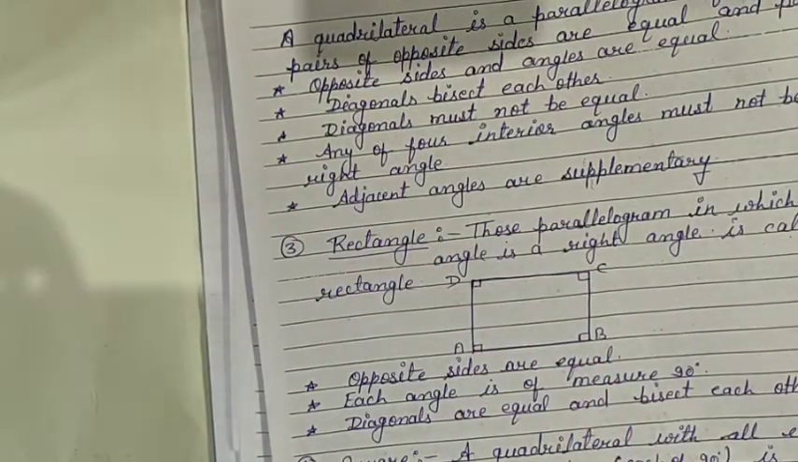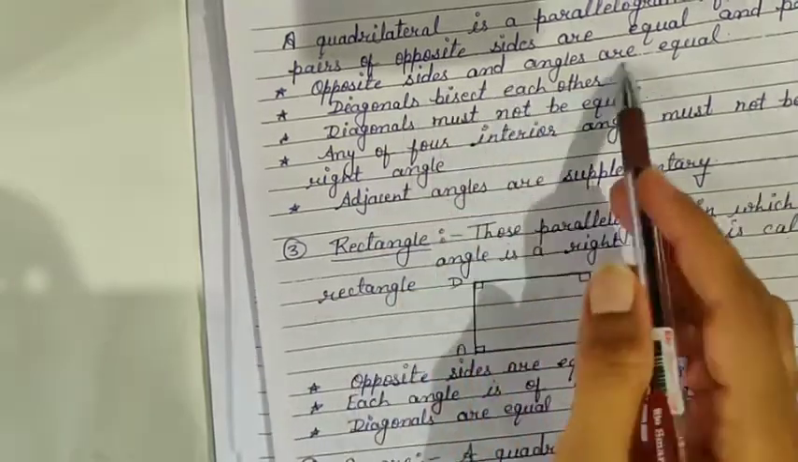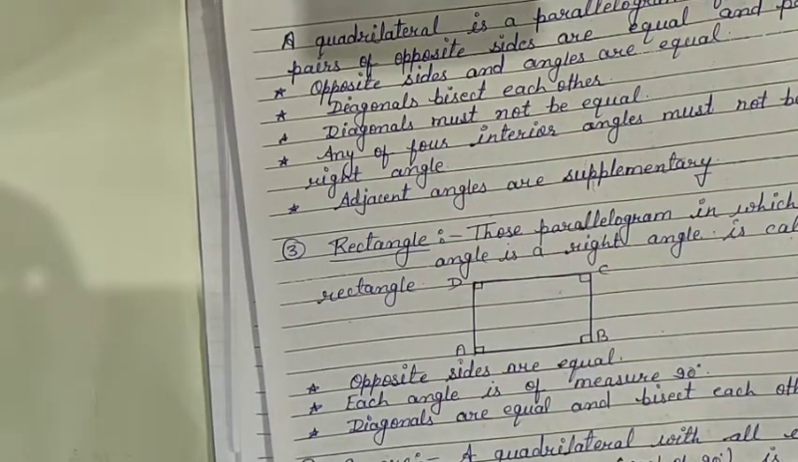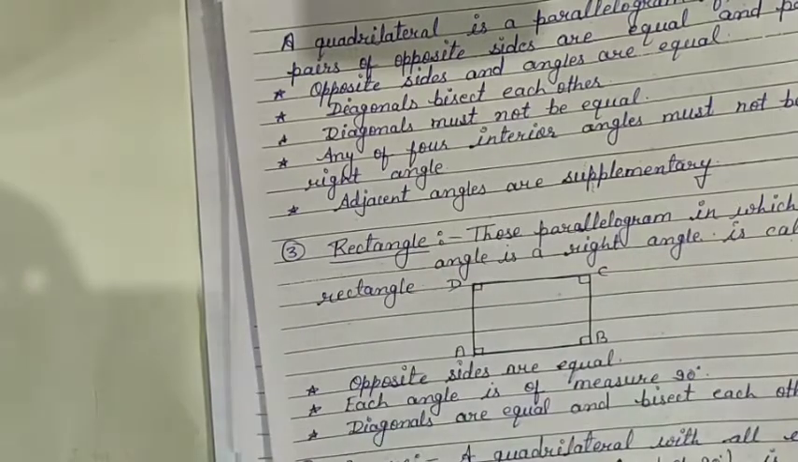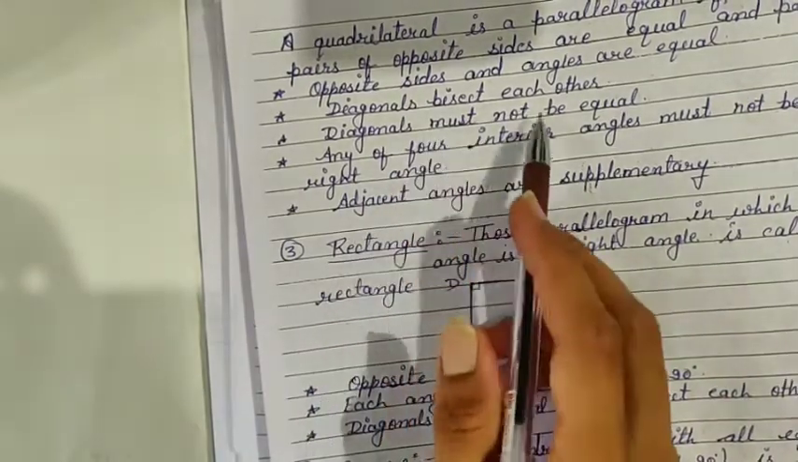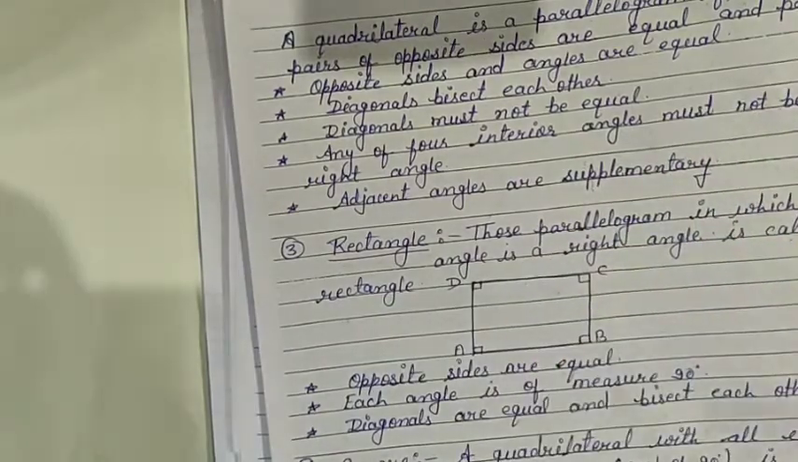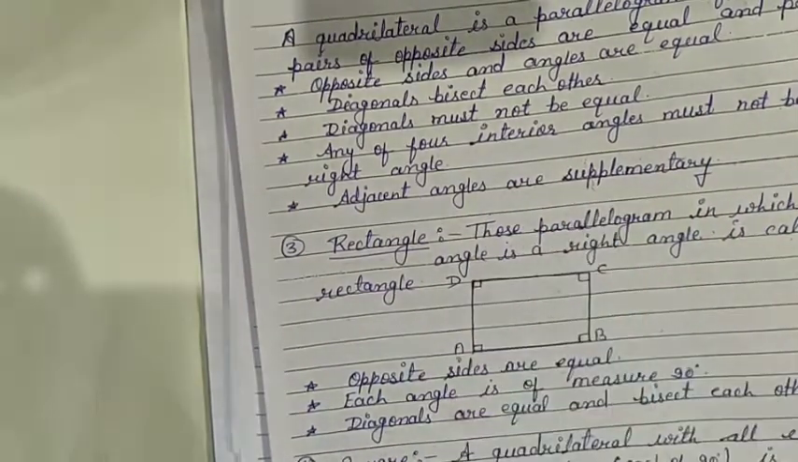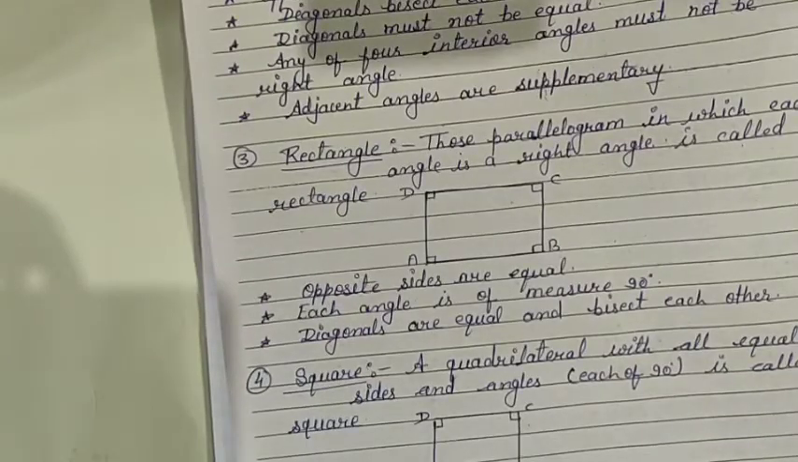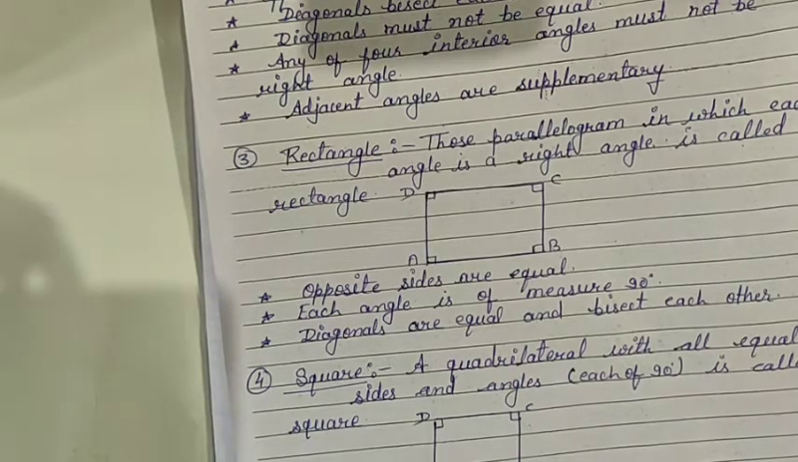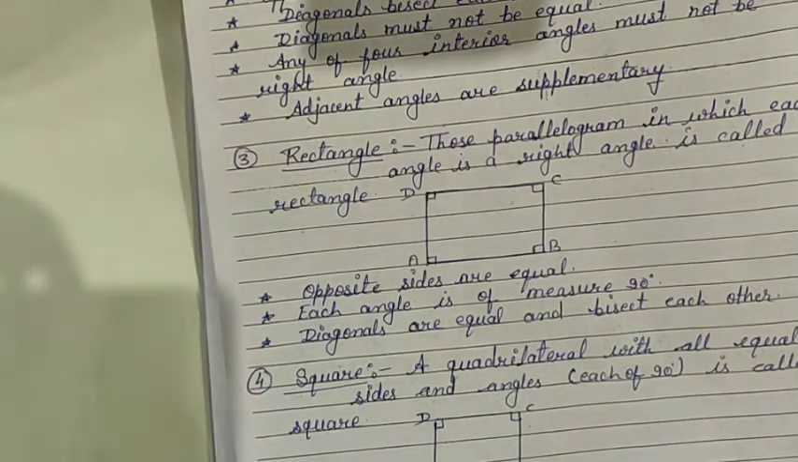Now, properties of a parallelogram. Opposite sides and angles are equal in a parallelogram. Diagonals bisect each other, but diagonals must not be equal. Any of the 4 interior angles must not be a right angle. Adjacent angles are supplementary.